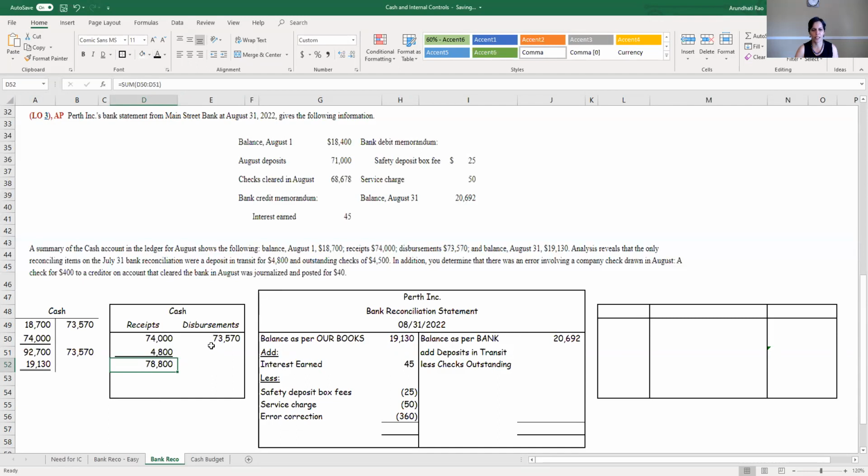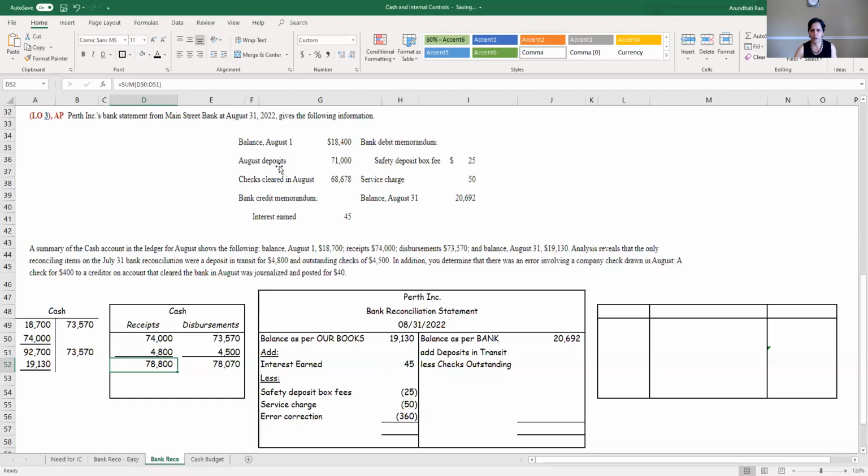Along those same lines, I had 4,500 in outstanding checks last month. So again, if all my cash receipts from the current month and all the deposits outstanding from the previous month all came through, this is how much should have cleared the bank, 78,800.